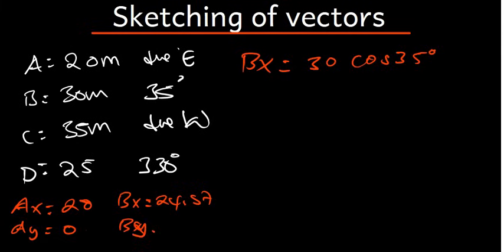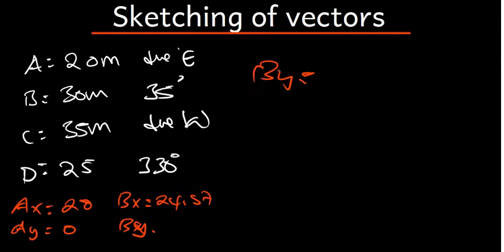Let's see our By, sorry. So by is going to be b sine theta, which is 30 sine 35. So we have 30 sine 35. I'm getting 17.21.